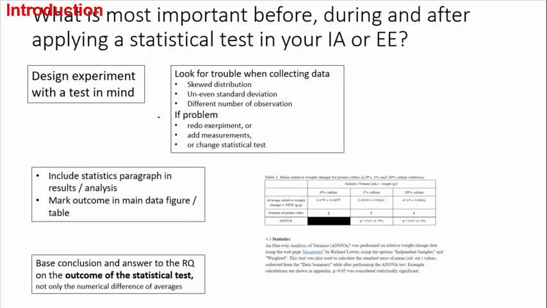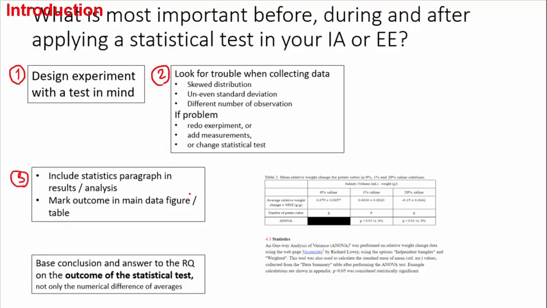Just knowing the statistical test to choose isn't enough. When you design your experiment, you have to do it with the test in mind, because it is possible in many ways to design experiments that you can't test statistically. Then, when you perform the test, you have to look for trouble along the way. For example, skew distribution or uneven standard deviations. And if you see these problems, try to take action or be prepared to use more exotic statistics if you don't. Then you have to document very well what you have done.